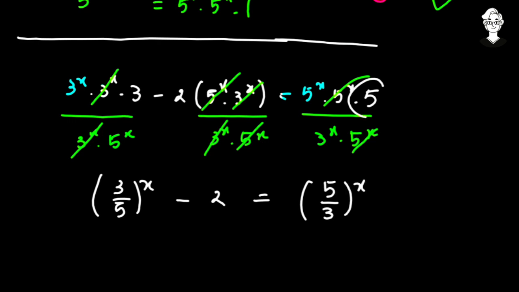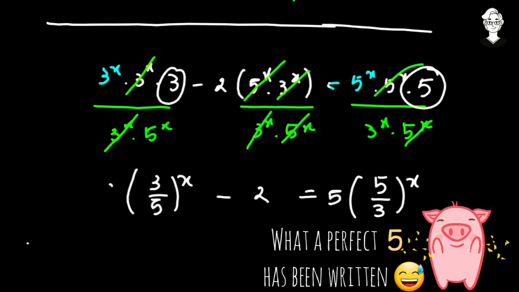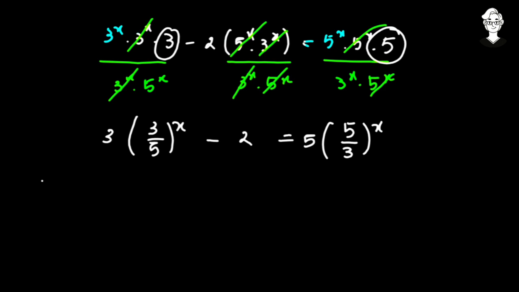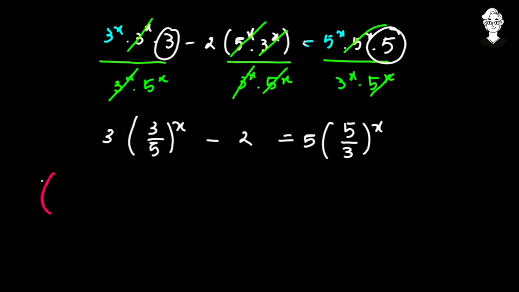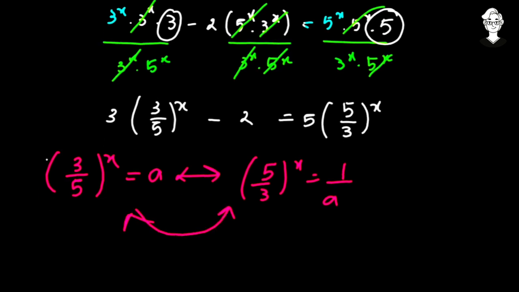Now you can see this 5 is left, so it would be in multiplication with this all, and here 3 is left, so it would be 3 in multiplication over here. Now algebraic substitution would be used. The substitution is that we will consider (3/5) to the power x as a. So if this is considered as a, then (5/3) to the power x would be 1 upon a, because we can see 3 upon 5 and here is 5 upon 3, it's the reciprocal. So whatever we have considered as a, that would also be the reciprocal.